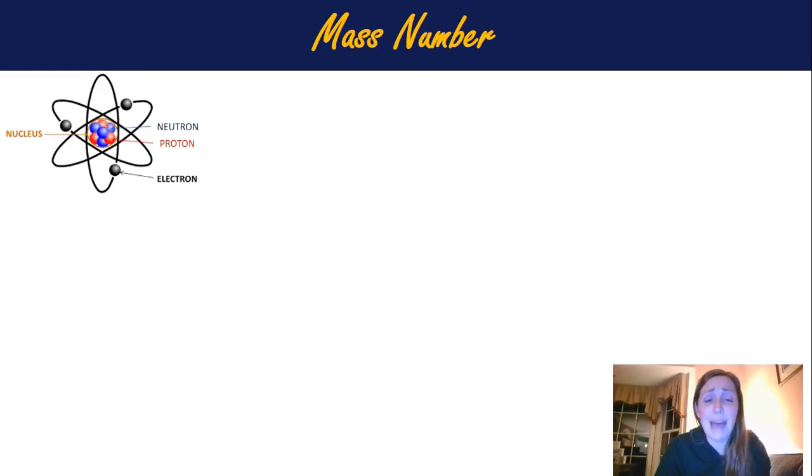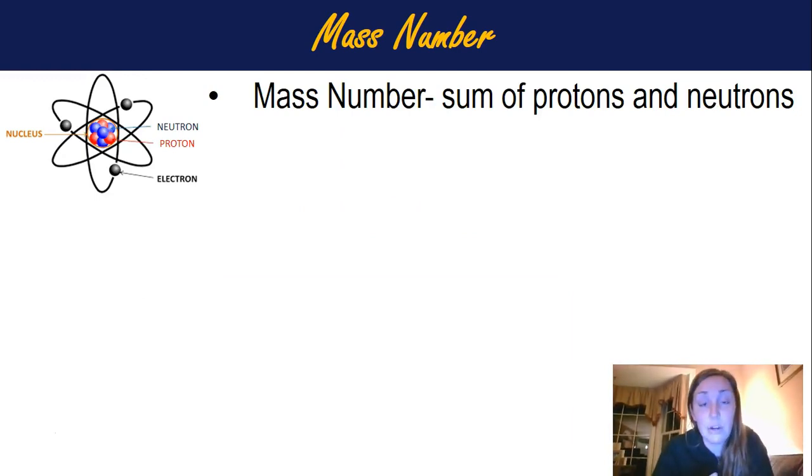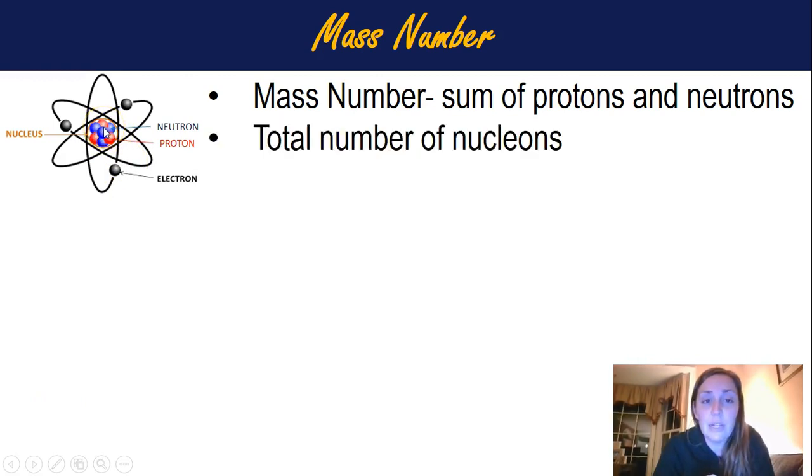The next thing to know is the mass number. So the mass number is the sum of the protons and neutrons. So the protons and neutrons are hanging out here in the nucleus. That's why we say the mass number is kind of like saying the total number of nucleons, or things that come from the nucleus. So you've got your positive protons in the nucleus and the neutral neutrons in the nucleus. So how many things are in that positive overall center of the atom?